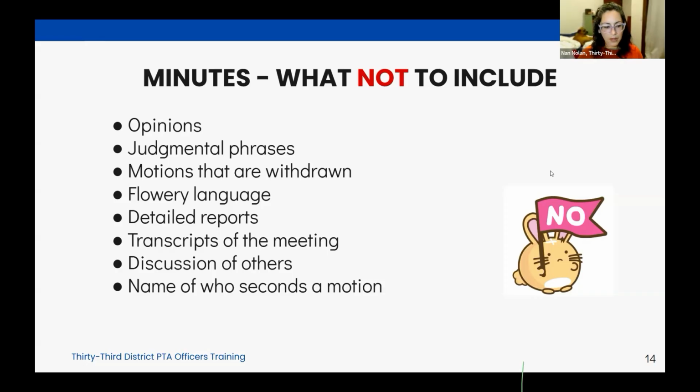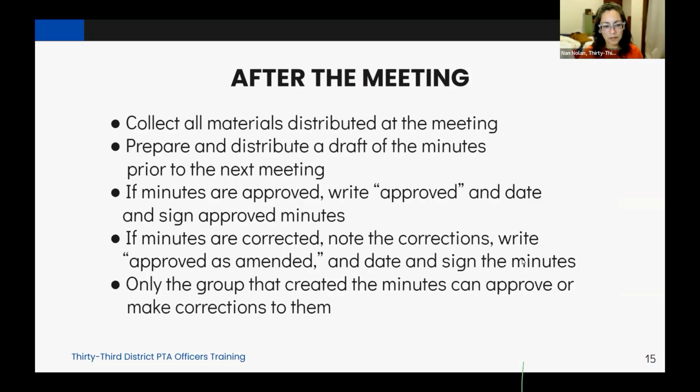Okay, so what not to include in your minutes are opinions, judgmental phrases, motions that are withdrawn, any flowery language, detailed reports, transcripts of the meeting, discussion of others, and the name of the person who seconds the motion. After the meeting, you would collect all the materials distributed at the meeting. That's like reports, including financial reports, any handouts. The reason why you're collecting those materials is because those are going to go in your bound copy of your minutes.